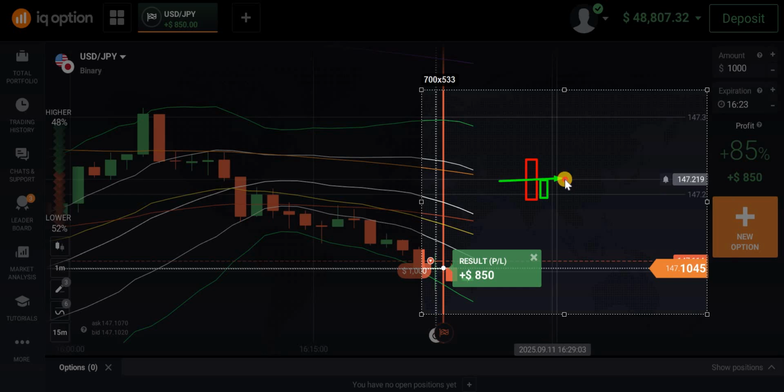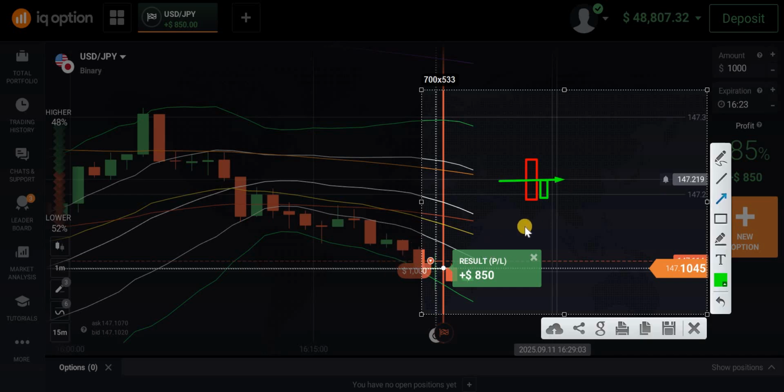So if you understand this fact, you will see why I did a put trade above the closing price of the previous candlestick. Because if I had done this trade now, if I had done it here, I may probably lose this trade. So the best option is to do the trade above the closing price of the candlestick. This is for a put option.